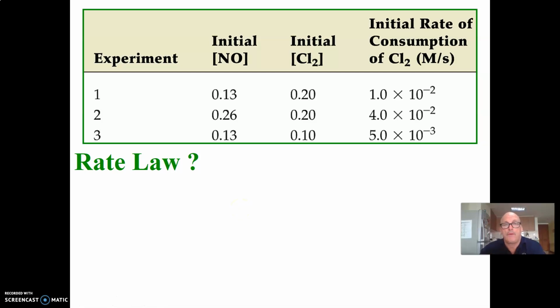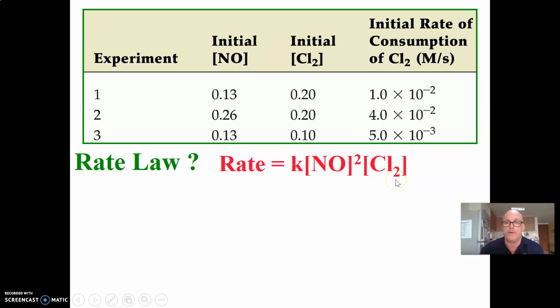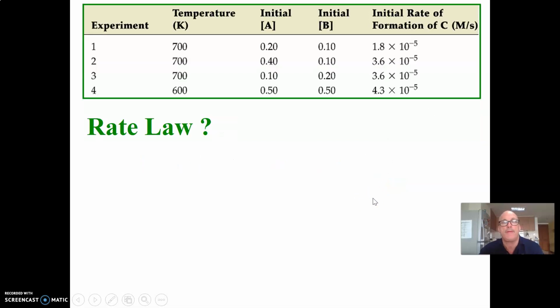Okay, you pause the video, you work out the rate law, and it should work out to be second order for NO and first order for chlorine, so it's third order overall. Okay. Now, what's interesting here is that you can't really use this one here because the temperature is different. Okay, you're stuck with the top. It's like a trick question.